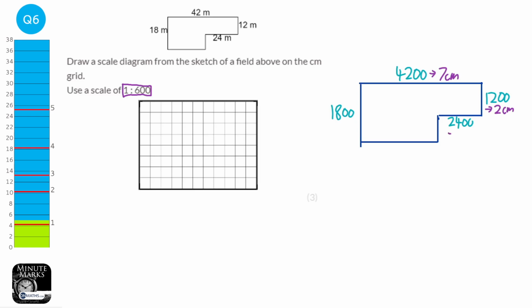2,400 is obviously going to be 4 centimetres. And 1,800, divide that by the 600, it's obviously going to be 3. So it's going to be 3 centimeters. So now we know what it's going to be on our diagram.